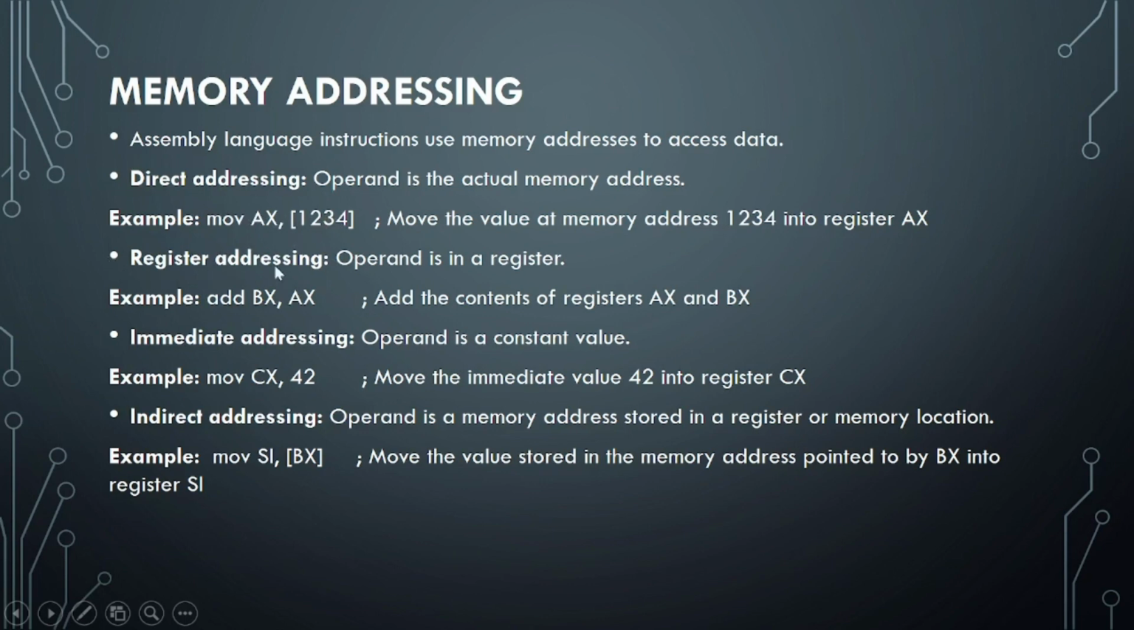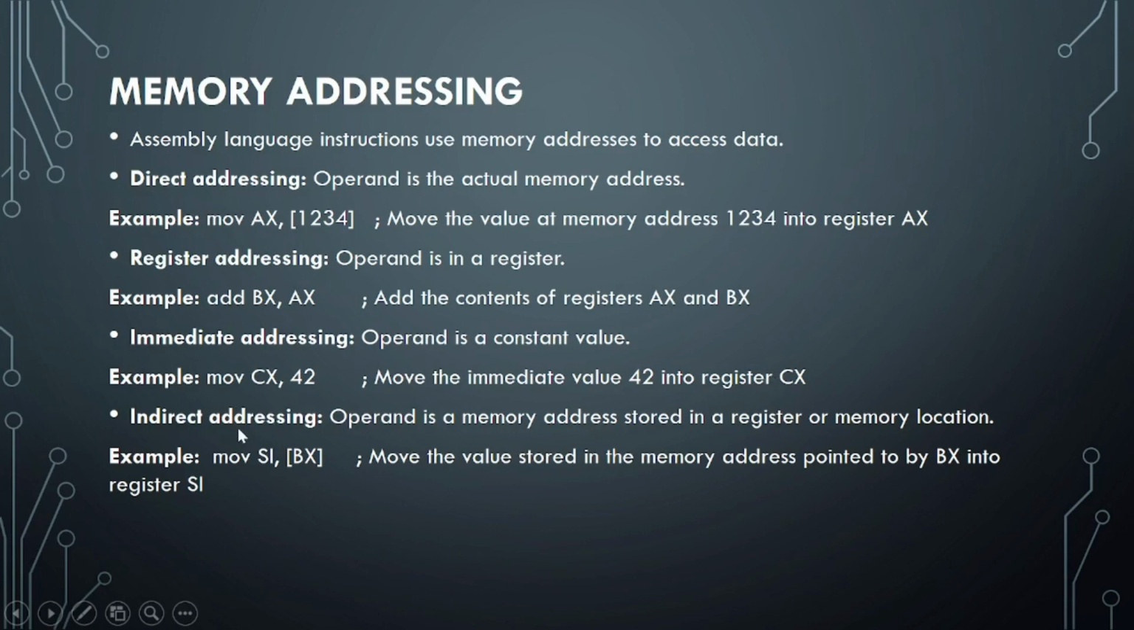Now we have register addressing. In register addressing, the operand is a register. Let's see an example: ADD BX, AX. The value of AX is added to the value of BX. Then we have immediate addressing. We have been using immediate addressing in our previous program. Immediate addressing means the operand is a constant value. Let's see the example: MOV CX, 42. It means move the immediate value 42 into CX.